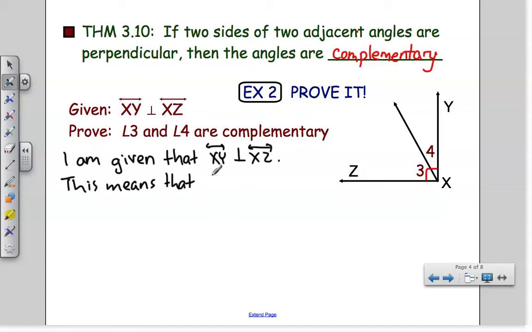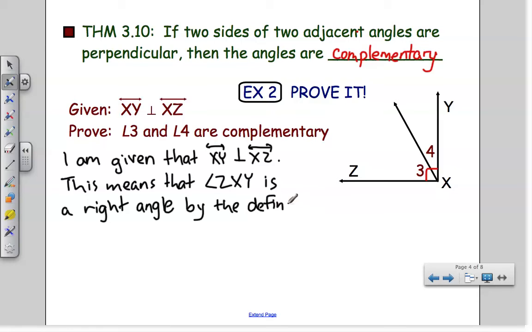I have to be careful when I name this angle. What angle would be a right angle here? It's going to be angle ZXY. I do have to name with 3 letters here. The angle ZXY is a right angle. And how do I know that? That would be my statement. Angle ZXY is a right angle. But that was from the word perpendicular. And anytime you're getting it from the word, it's by the definition of that word. The definition of perpendicular. That's how I know that that's a right angle.